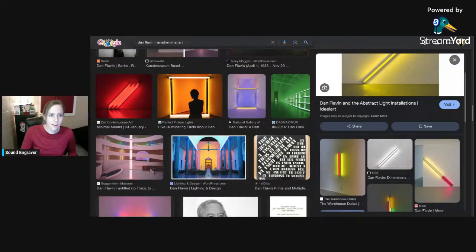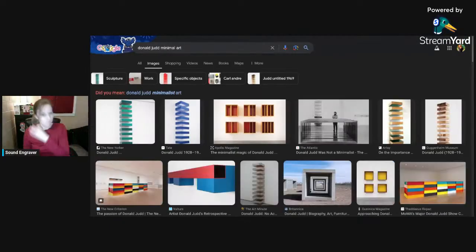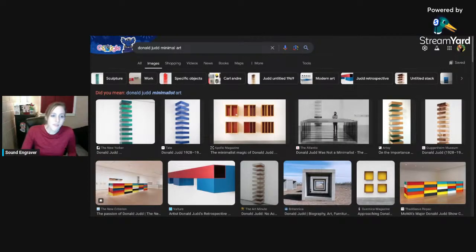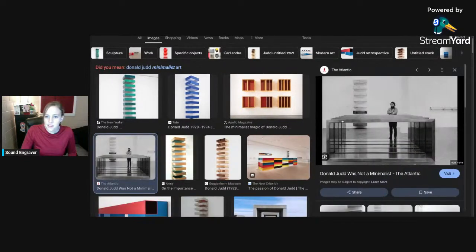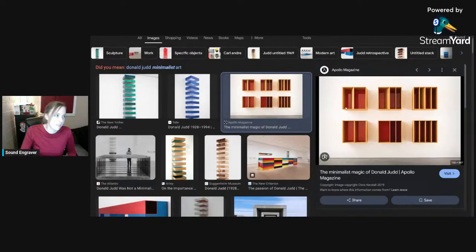Let's move on. Oh, oops, I left Maria's name in there, but Google knew what I was talking about. Donald Judd. Talk about him. He's a very famous minimal artist, or minimalist artist. Here's his picture here. So he's all about blocks and lighting, and he is truly all about the mass-produced material.